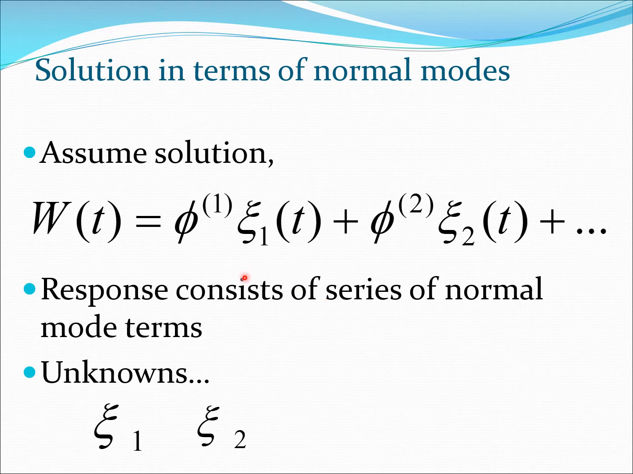So here we of course know phi1, phi2, all these from the solution of the modal problem. So here I am presuming that you have found the eigenvalues and mode shapes for the problem. You know the natural frequencies and the mode shapes. So therefore what is to be determined are the xi1, xi2 and so on, and once you determine them you can get the solution W(t).